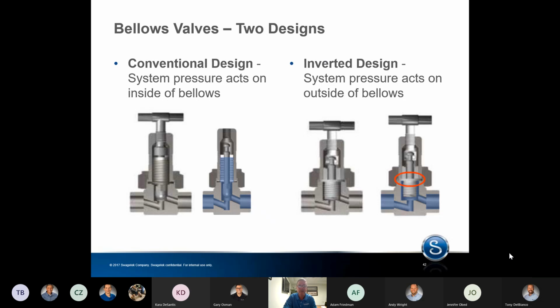The inverted design has the bottom of the bellows welded to the stem, so when the valve is open, fluid does not enter the bellows. In general, the inverted bellows design is used for higher pressure applications, and it's easier to purge and clean. So if these aren't requirements for your application, a conventional bellows is probably a lower cost option.